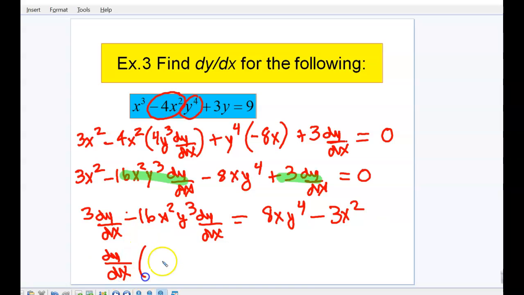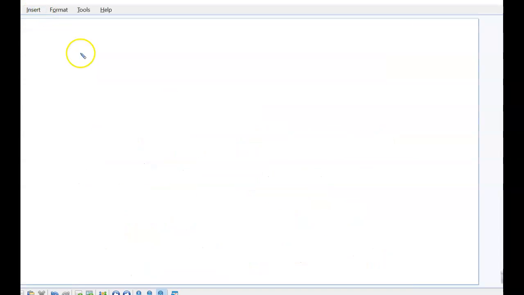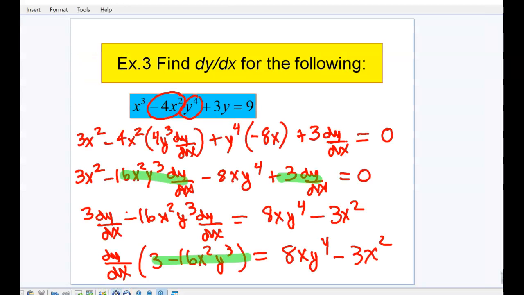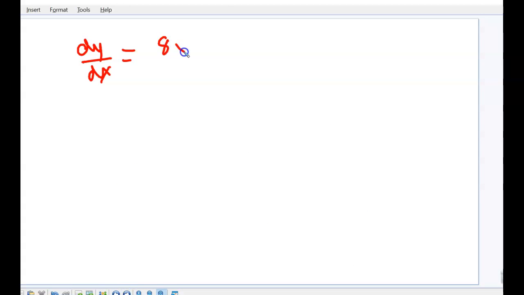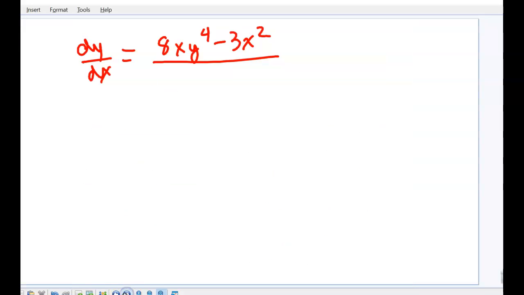So now I'm going to factor out the dy dx. And then I'm going to divide both sides by this binomial to get the dy dx by itself. So therefore, dy dx is going to equal 8xy to the fourth minus 3x squared all over 3 minus 16x squared y cubed, and that would be the final answer.